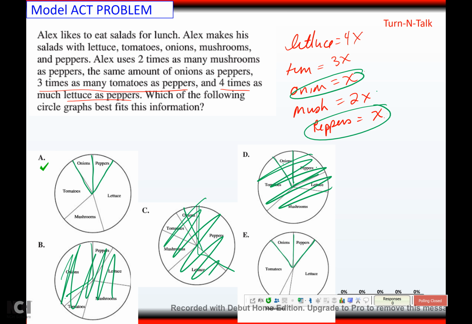Well, I just pick anything. It says that the size of the mushroom wedge needs to be double the size of the peppers wedge. Well, if this is peppers, and my mushrooms need to be double that, this ain't double that. It needs to be twice as big as this wedge. And if you look here, there's peppers, alright? And if I cut this in half, okay, you see how this is double the size of this? So it's got to be 8.